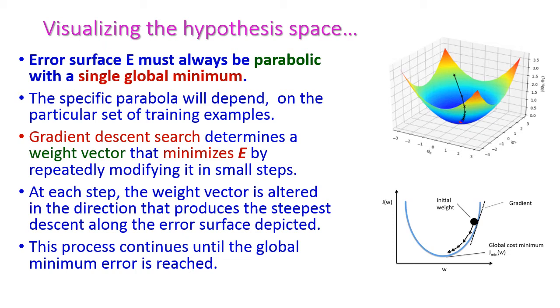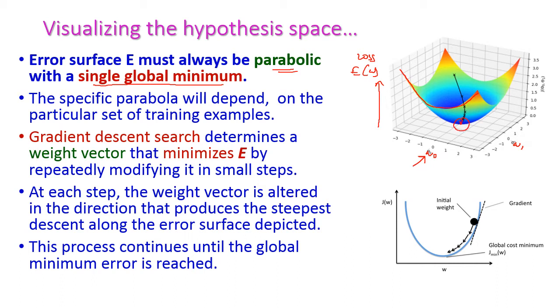Next, the error surface E must always be parabolic with a single global minimum. For example, this is W0 and this is W1, and the y-axis indicates error with respect to the weight W, otherwise called loss. This is the hypothesis space. If we see this hypothesis space from this W0 plane, we will get this parabola with respect to this global minimum. The red point is the global minimum.